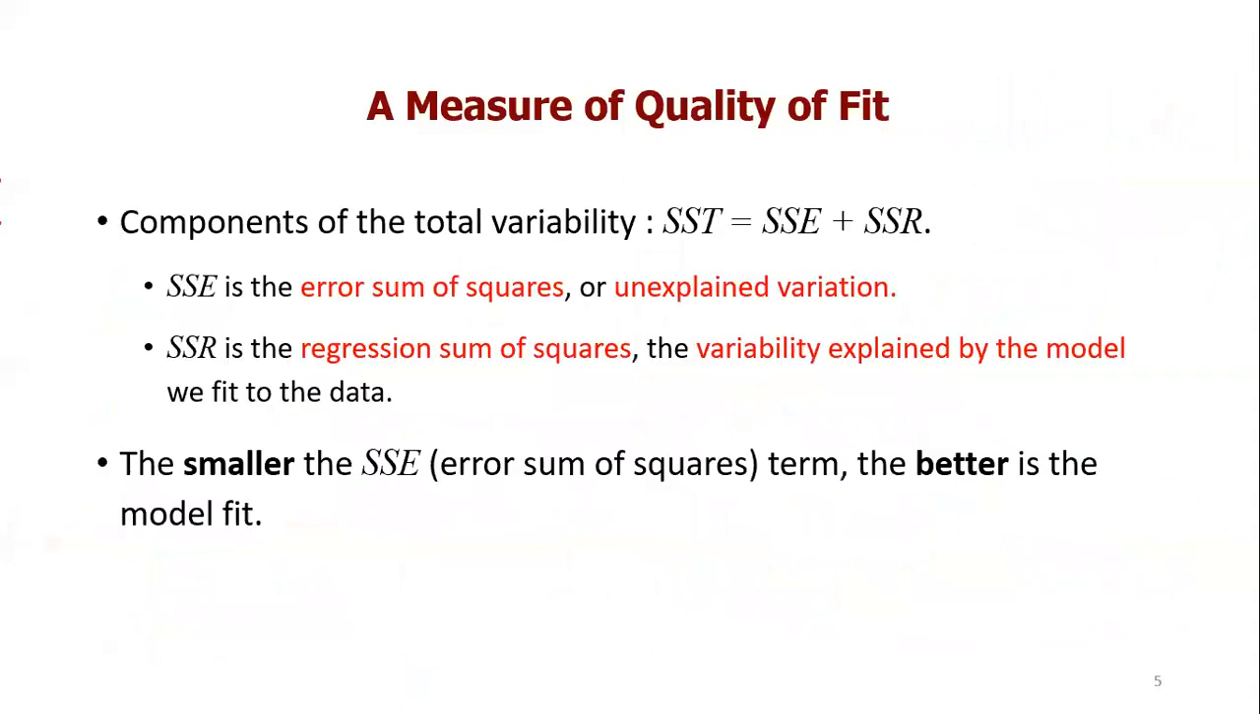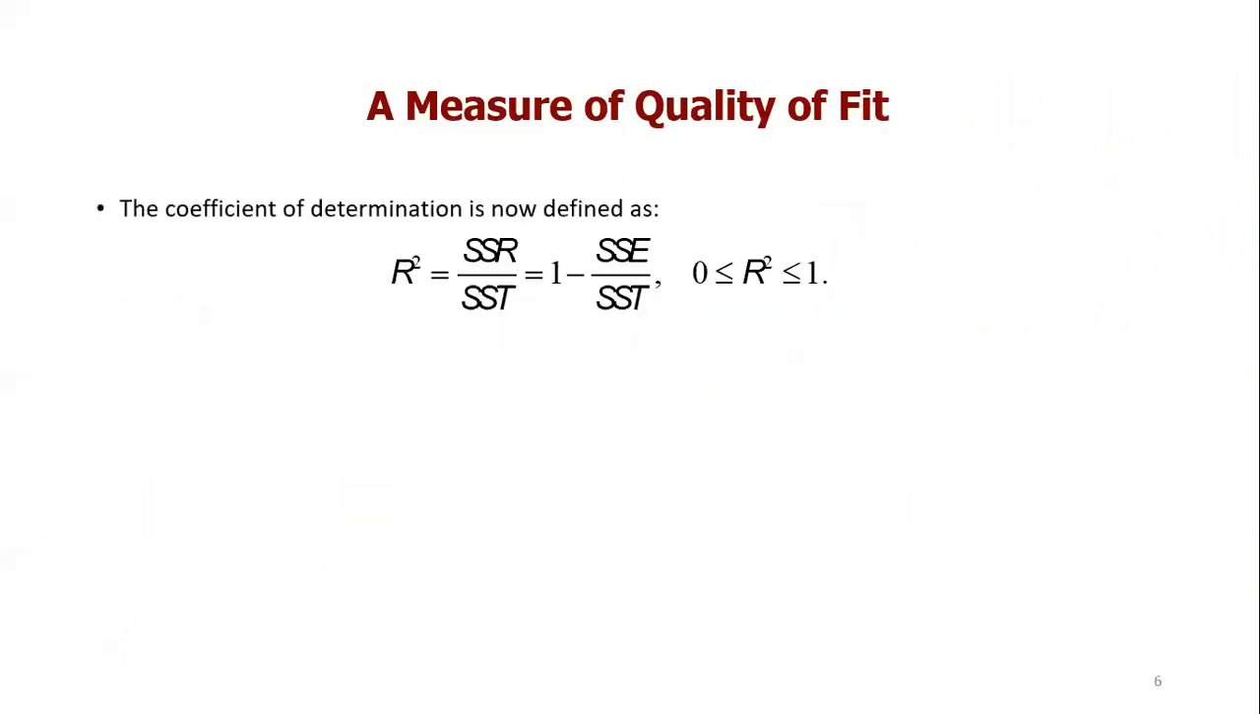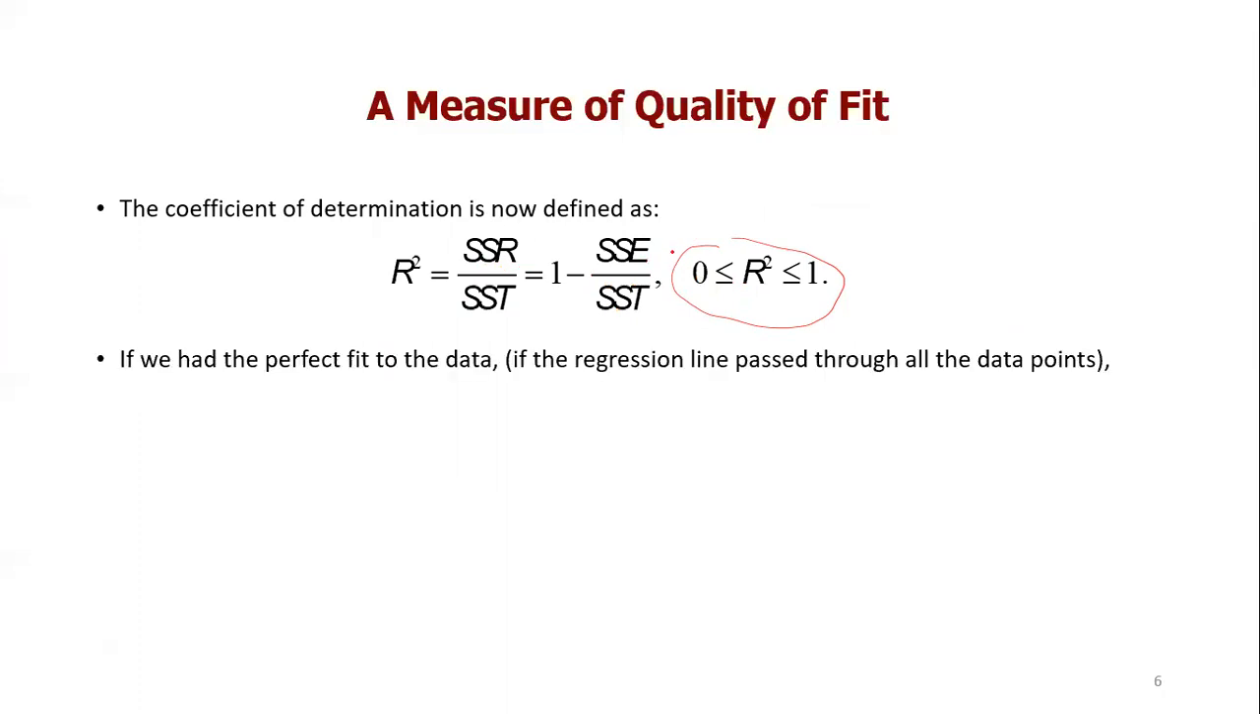In fact, here is the written part of what we have talked about so far. R squared is equal to SSR divided by SST, or 1 minus SSE over SST. And R squared is between 0 and 1. Why? Because if SSE is 0, then you have a perfect fit. If you have a very poor fit, what does it mean? Your SSR is equal to 0, then you have R squared equal to 0, right?